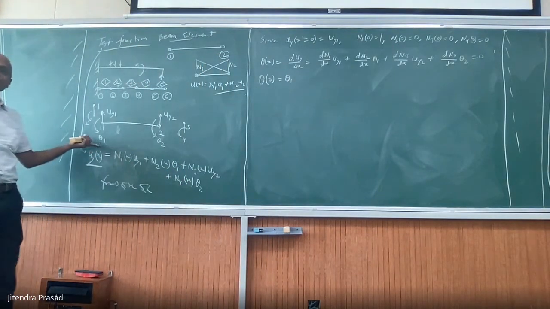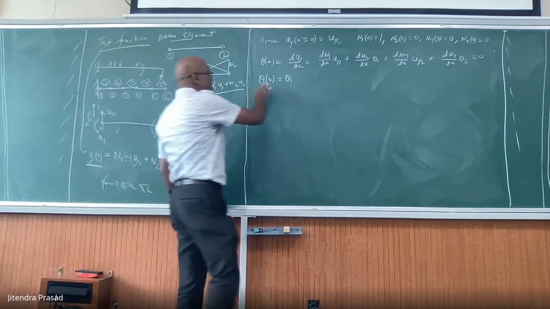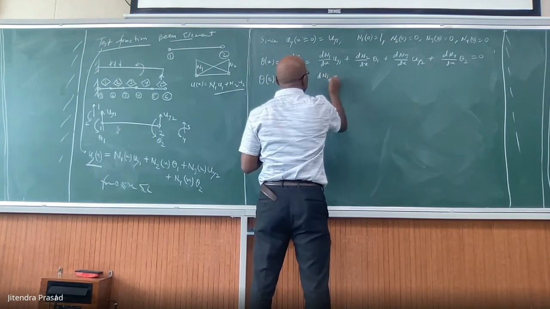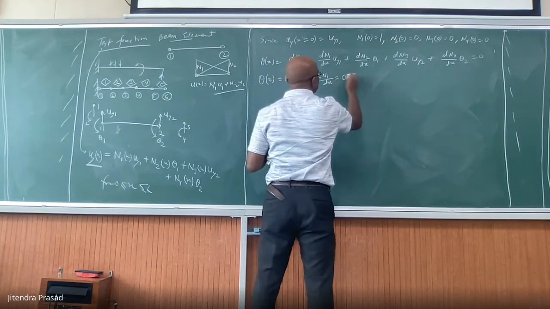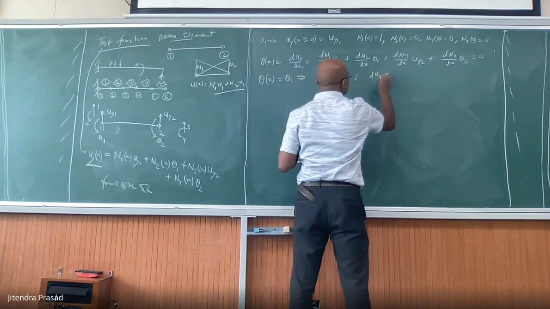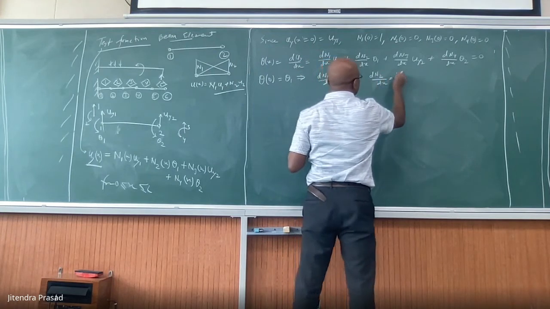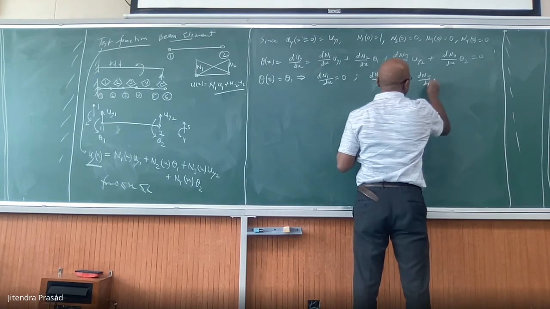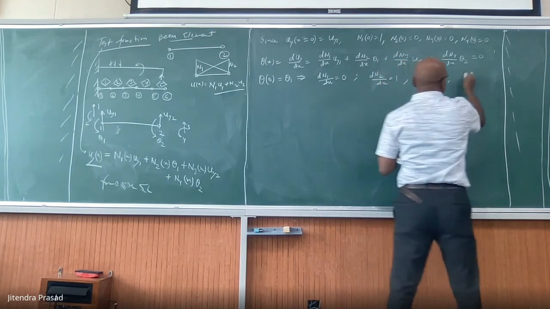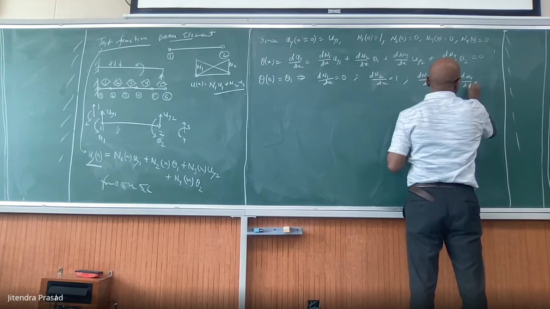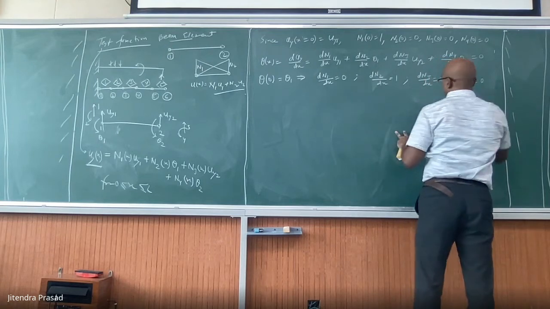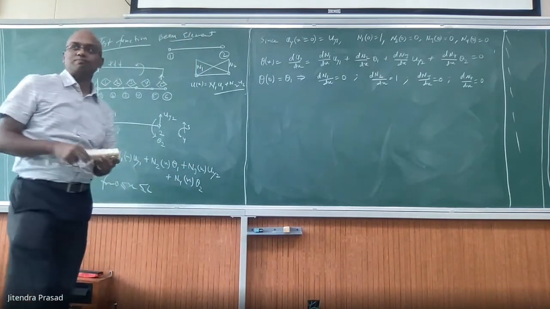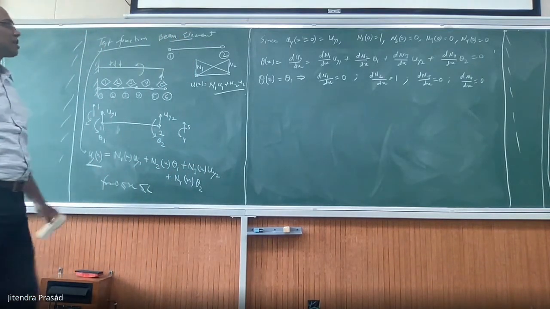If theta at 0 is theta 1, that really means what? dn1 over dx is equal to 0, dn2 over dx has to equal 1, dn3 over dx is equal to 0, dn4 over dx is equal to 0. Got it?